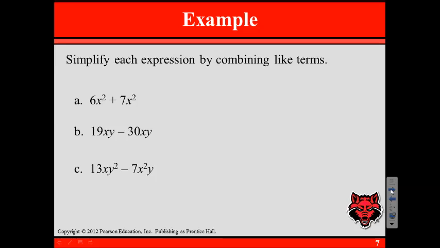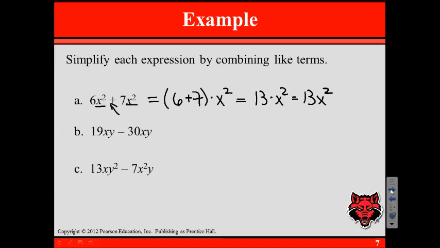So in example A, we have 6x squared plus 7x squared. We first look at the variable. The variable is x. The exponent is 2. So we have like terms. And in this case, we add or subtract the coefficients. In this case, we add because we have an addition symbol. So we're going to add 6 plus 7. And we're going to multiply by the common variable, x squared. 6 plus 7 is 13. 13 times x squared is 13x squared. Notice that the variable that we saw in the original terms is exactly the same. Adding and subtracting like terms will not change the variable.